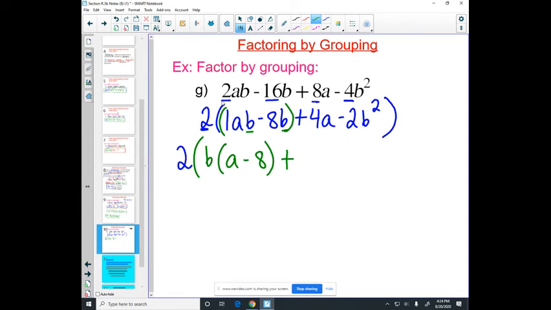Plus, looks like the next one, 4 and 2 are both divisible by 2. They don't have an A or a B in common, so I'm just going to divide by 2. 4 divided by 2 is 2A minus 2 divided by 2 is 1B squared. Okay, and close those parentheses because of the 2 on the outside. But now let's notice something. This A minus 8 is not the same thing as this inside parentheses. So we may be tempted to say that this is not factorable, but let's actually try to reorder the terms and see if this works a little bit better if we just reorder our numbers.